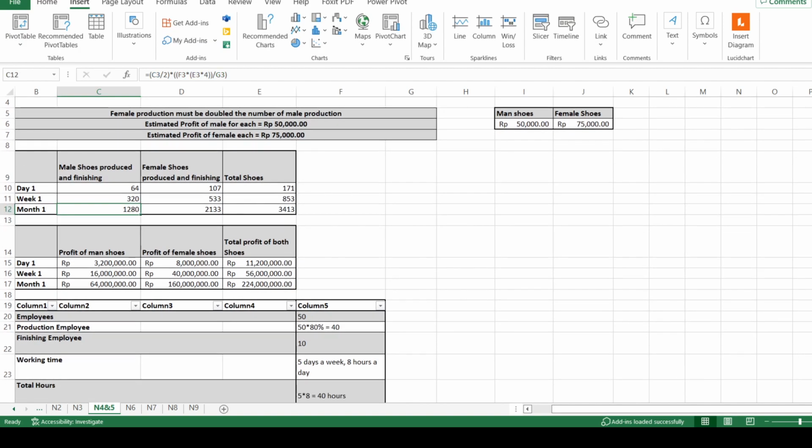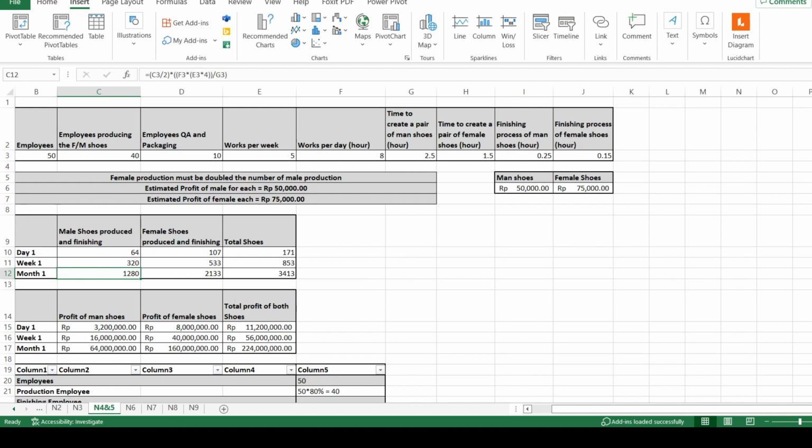So this is how the profit goes. I just took the actual produced and the finishing, and then times it with the profit of the shoes. So yeah, that's basically it. Week one, I just times it with this and this, and then this with this.